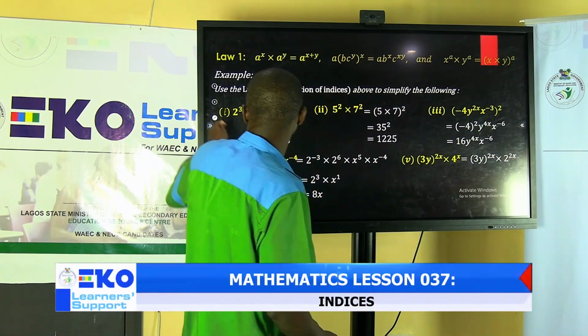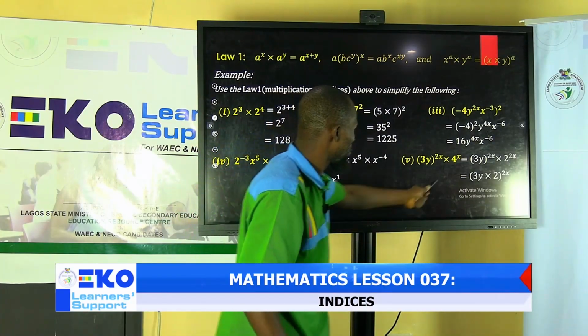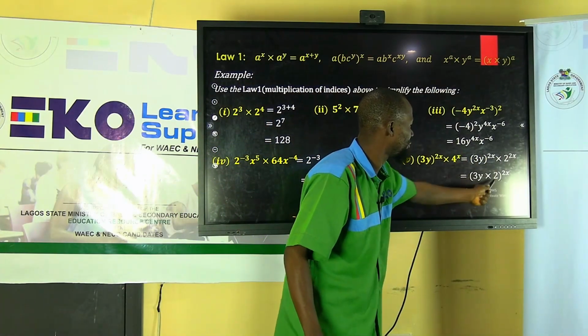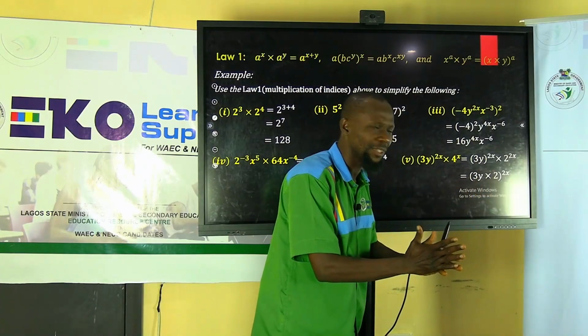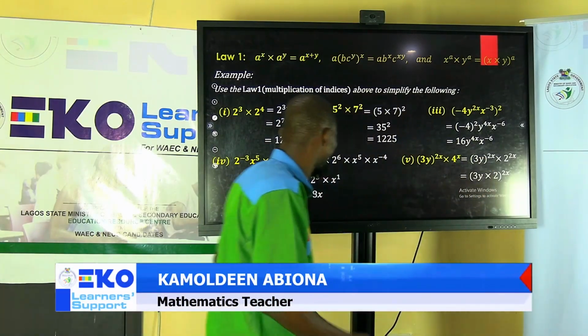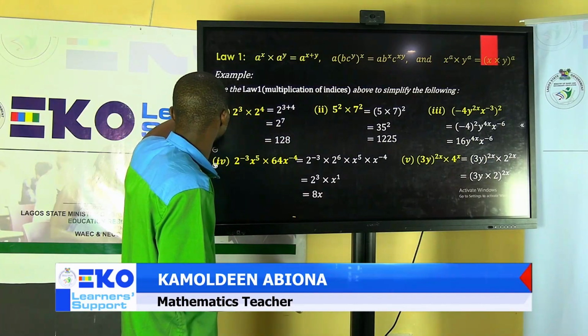And with that, what do we do? Power equal power, but different base. So you multiply the base, 3y times 2, all raised to power 2x. And that's that. That's about rule 1.